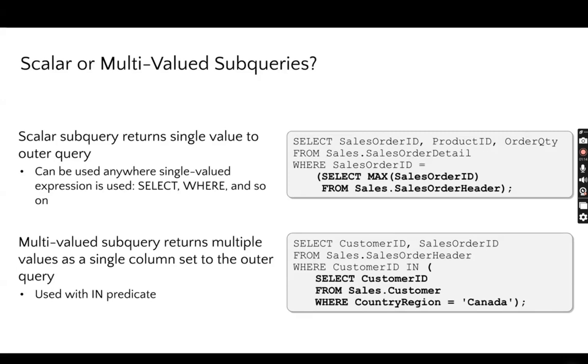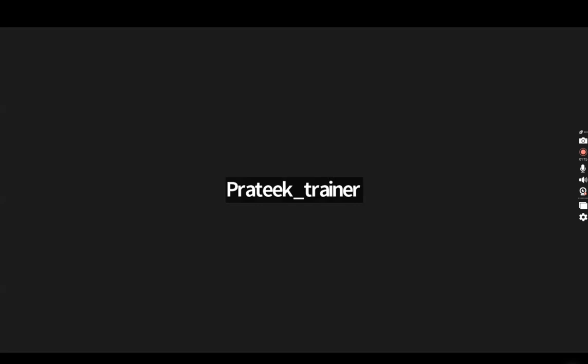But if our inner query, as you can see here, is retrieving multiple customer IDs, then those multiple customer IDs will be passed on to the outer query. So it will be considered a multi-valued subquery. Is it clear with everyone what a scalar or a multi-valued subquery is? Let me just see. Please let me know over the chat box. If you have any queries, please reach out in the chat box.